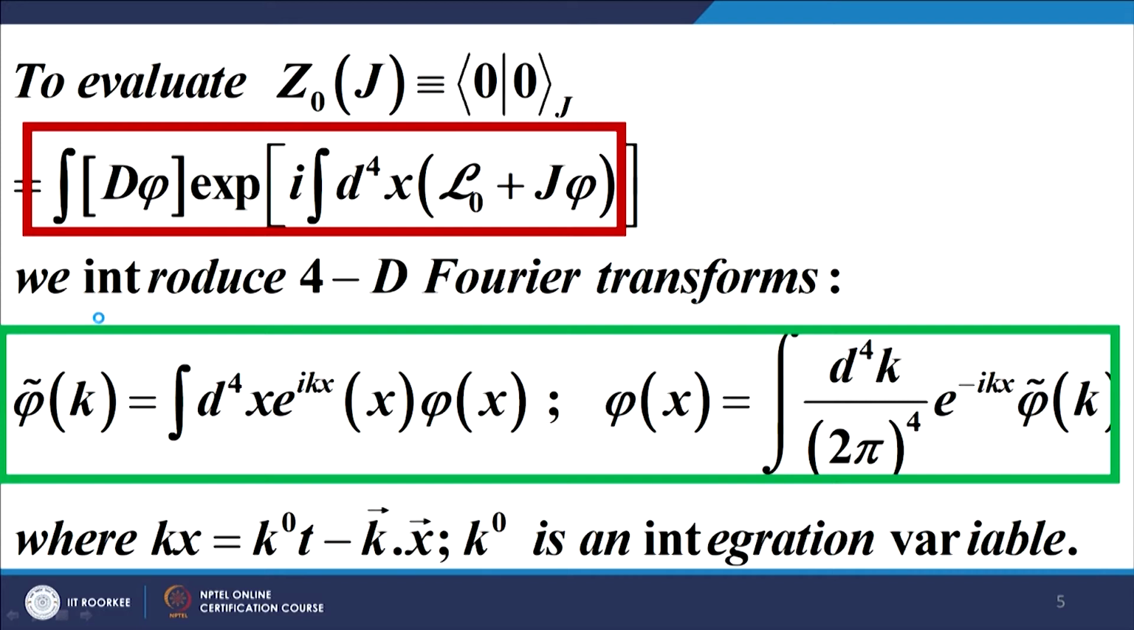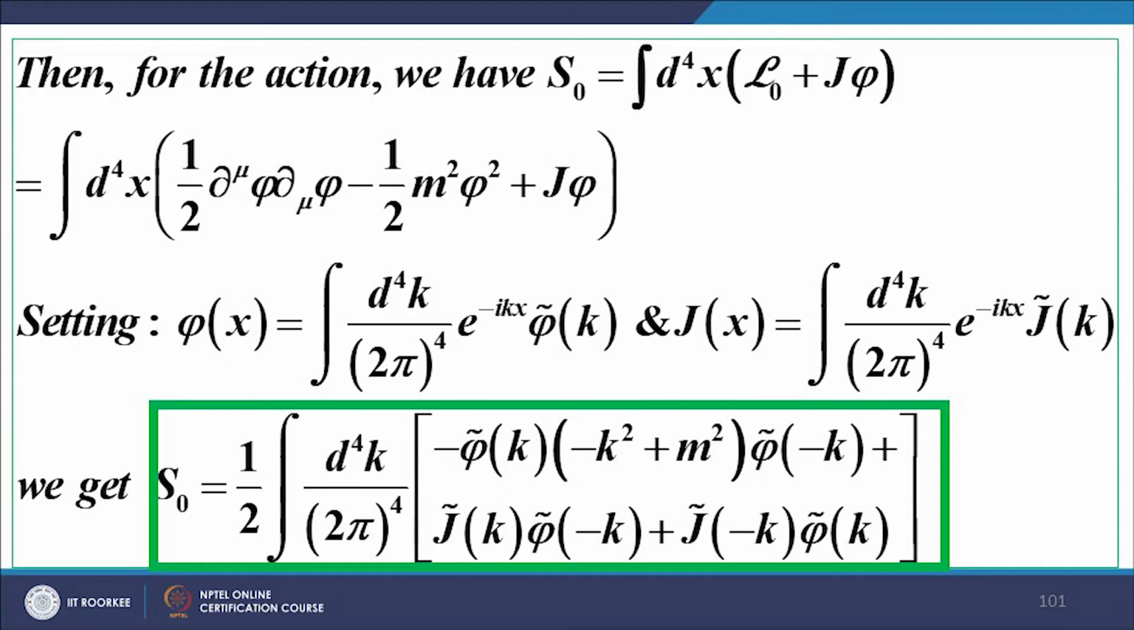To obtain Z0[J], we moved over from position space to Fourier space, the wave vector space, by taking the Fourier transforms of the various field functions, the expressions for which are given in the green box here. On doing that, we arrive at the expression for the action in Fourier space, given in the green box at the bottom of your slide, where the transformations are given by the Fourier representations.